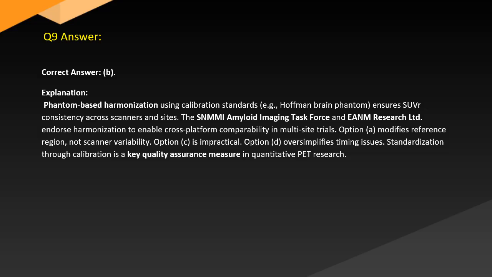Option A modifies the reference region, not scanner variability. Option C is impractical. Option D oversimplifies timing issues. Standardization through calibration is a key quality assurance measure in quantitative PET research.